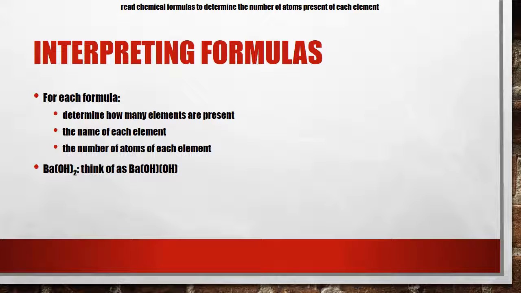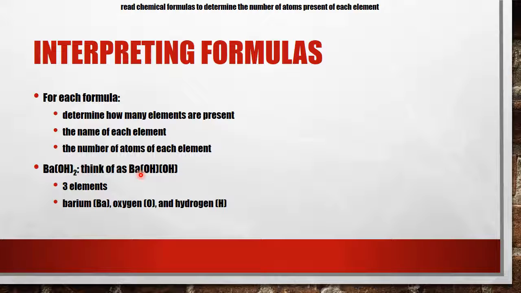So as far as the interpretation goes, we have 3 elements there. I can see 3 symbols. I see Ba, I see O, and I see H. So we have barium, oxygen, and hydrogen. And then as far as the number of atoms, if I look at the way that I wrote it here, BaOHOH, there is no subscript after the Ba, so there's just 1 barium.